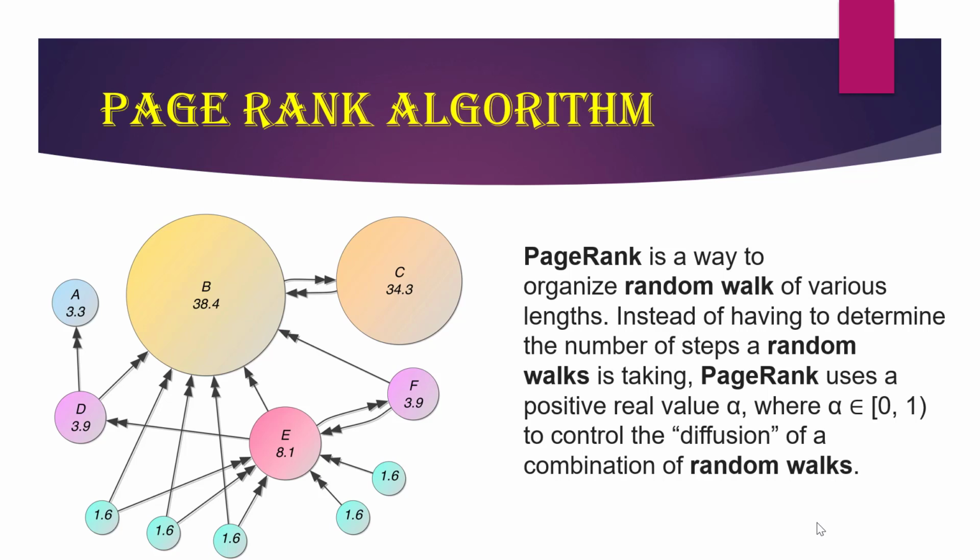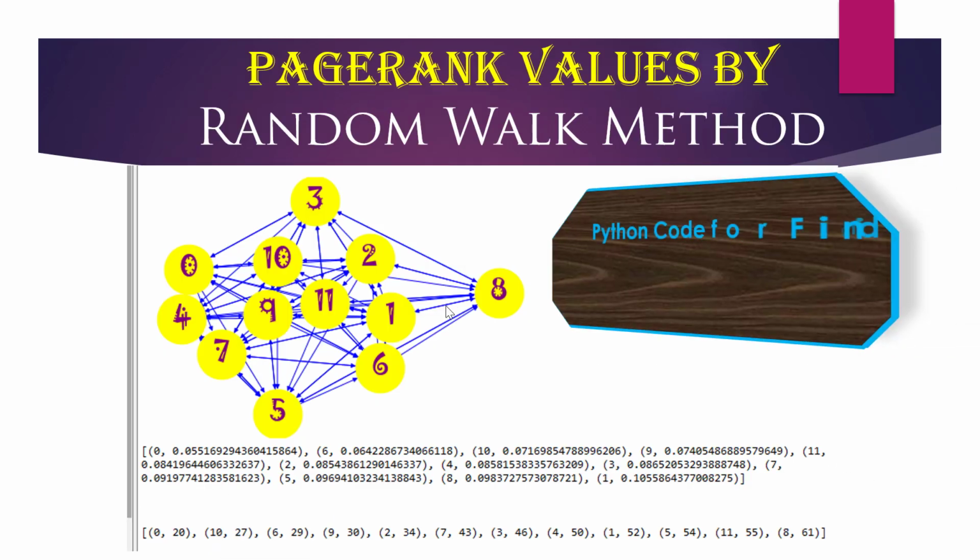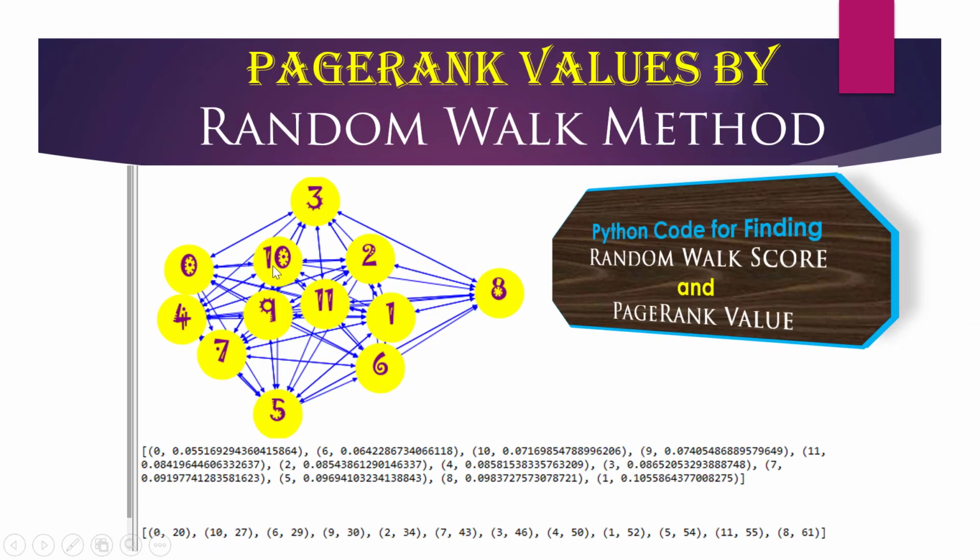Similarly, you have to do this process thousands and millions of times, and after a million walks, you have to see the random walk score of that particular node, and based upon the random walk score you can rank the page. So here you can see that we have done the Python code to calculate the random walk score and the PageRank value. Let's see how the code actually works.